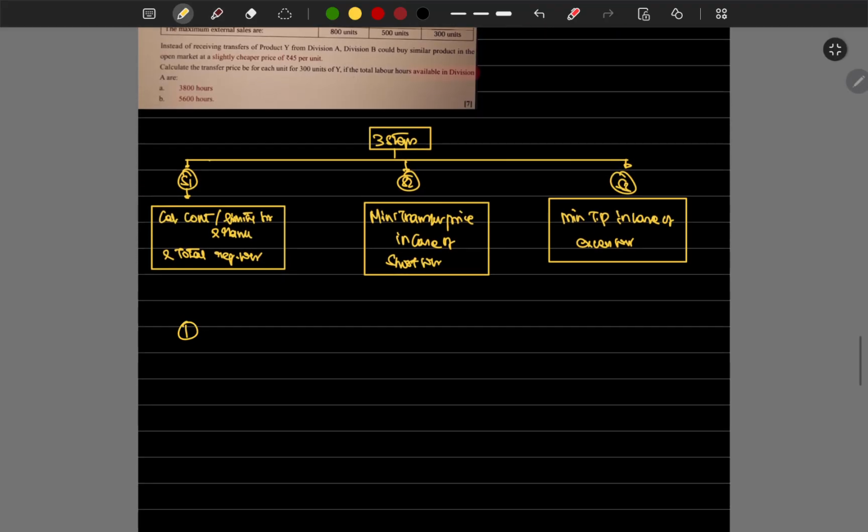The first step is the statement of ranking and total required hours.